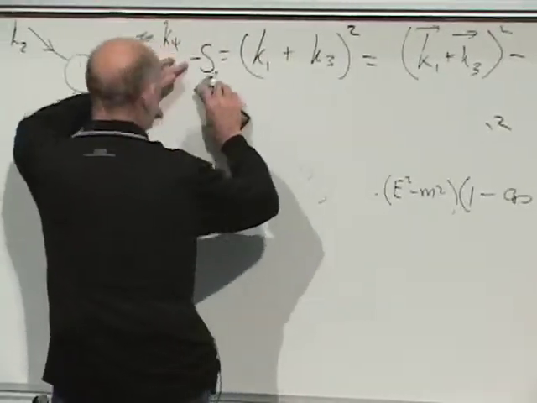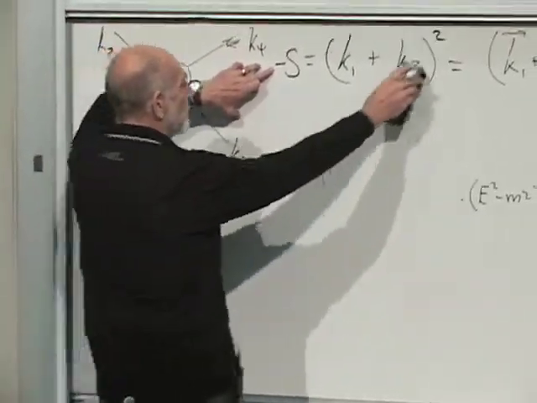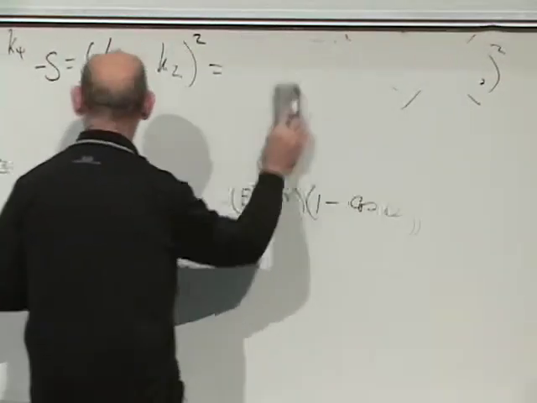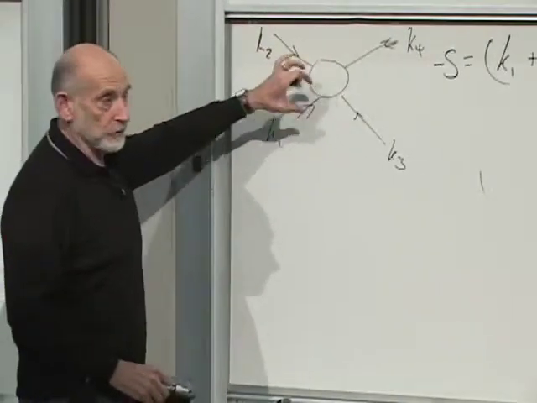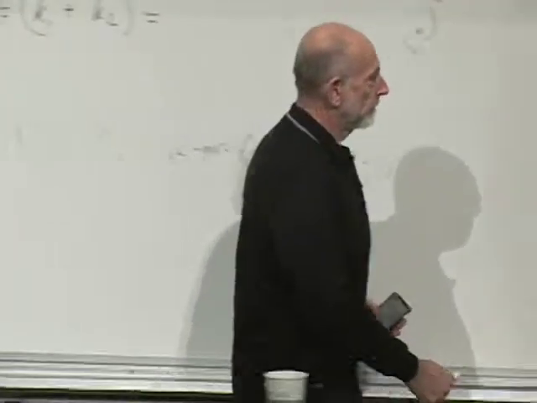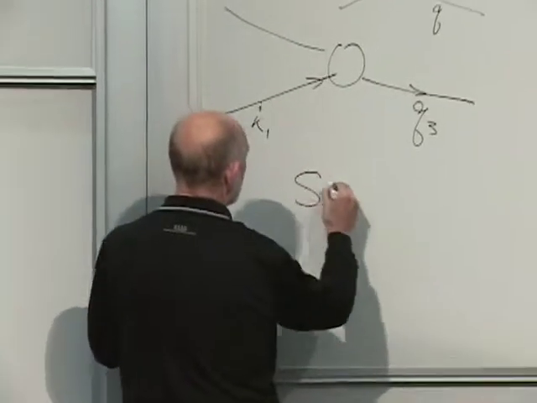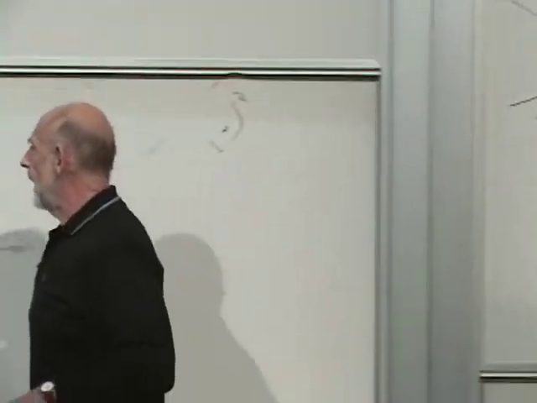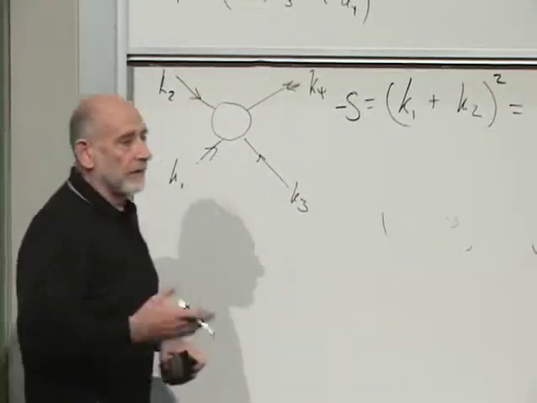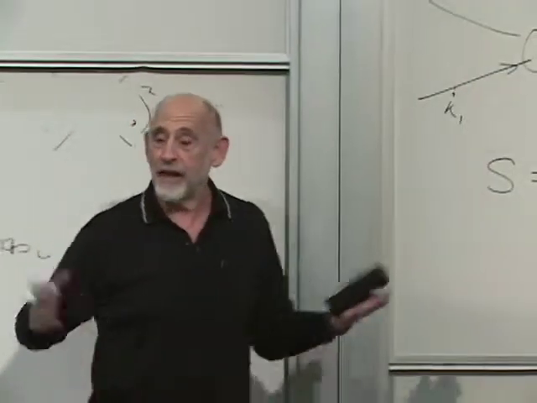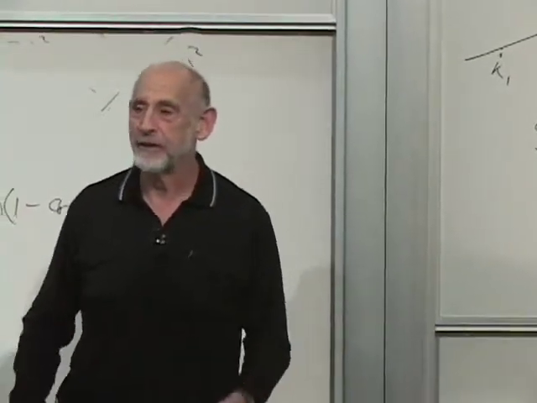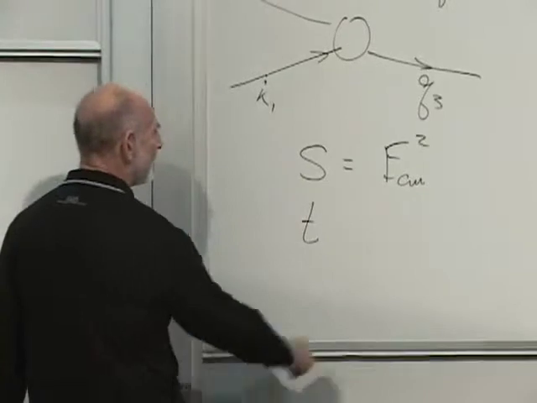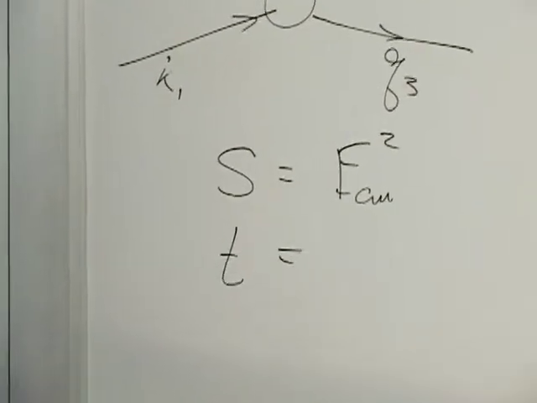The definition of S, I forgot to erase the S over here. The definition of S was K1 plus K2 squared. 1 plus 2 coming in, and it was the square of the center of mass energy. So S equals energy center of mass squared. K1 plus K3 squared, that's called, anybody think up a name for it? T. T, good. It is called T. I knew you were going to get that.